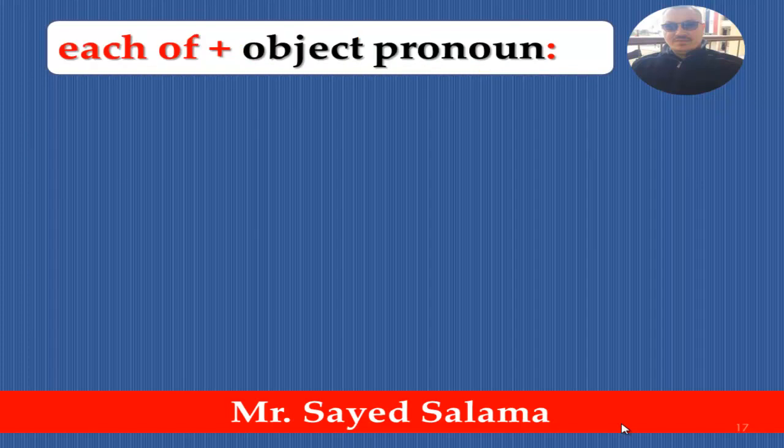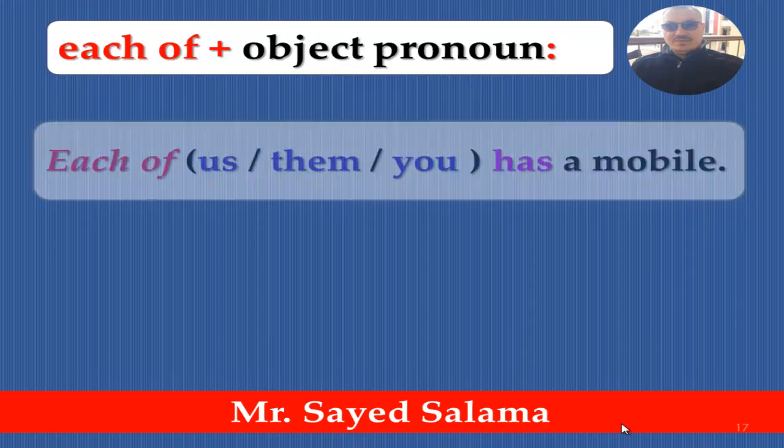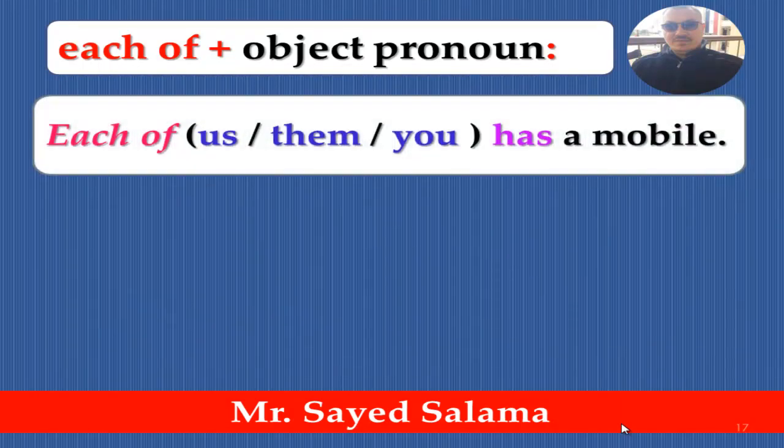Each of can also be followed by an object pronoun, not a subject pronoun. How, Mr.? I can say each of us, each of them, each of you has a mobile. So one of the differences: each of can be used as a pronoun or can be followed by an object pronoun. Each of us is an object pronoun, each of them is also an object pronoun. Each of you has a mobile phone.